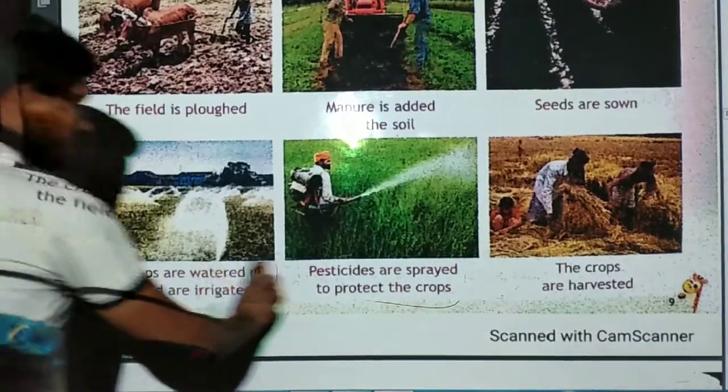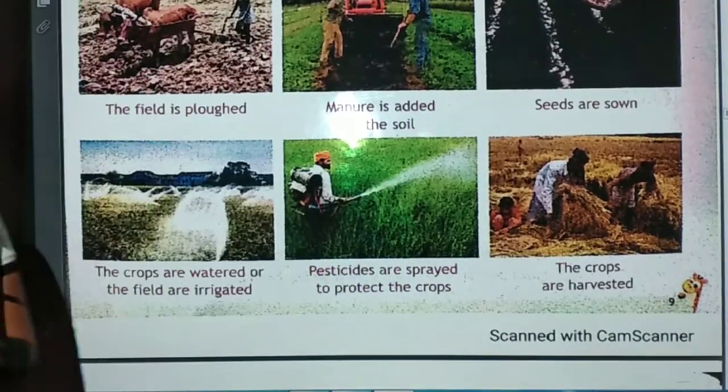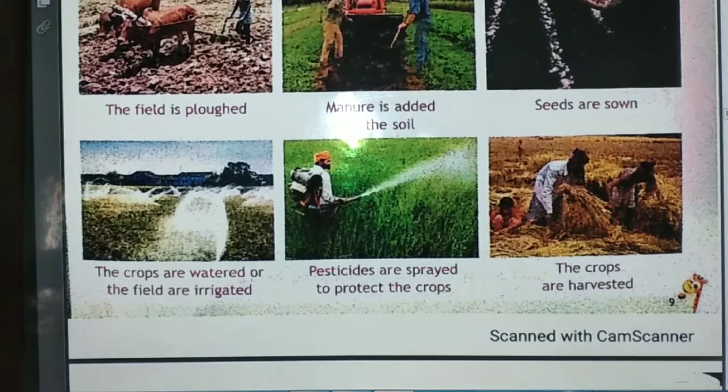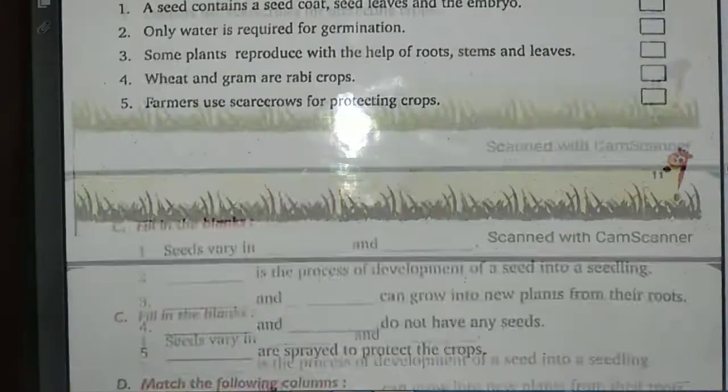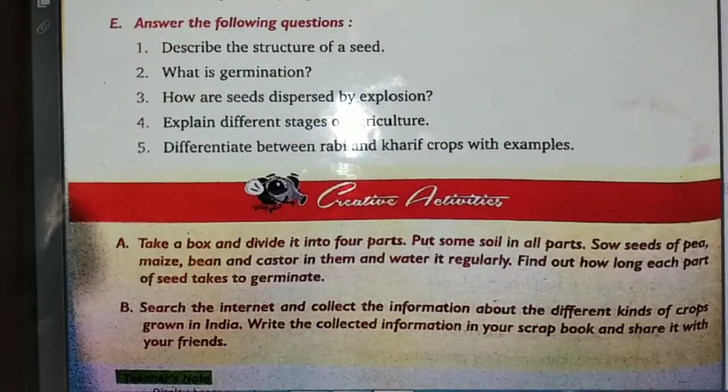So these are the basic practices. This is the answer of our fourth question.